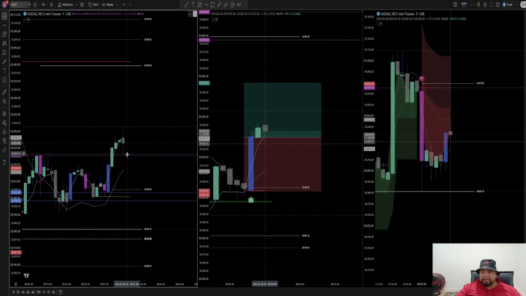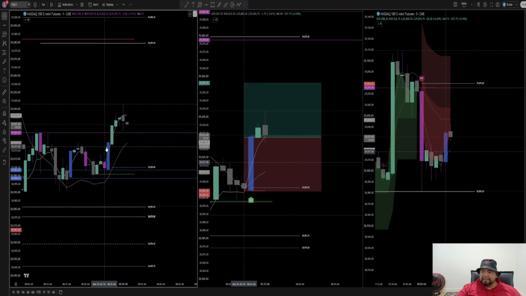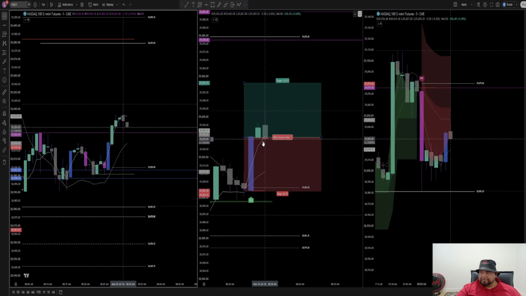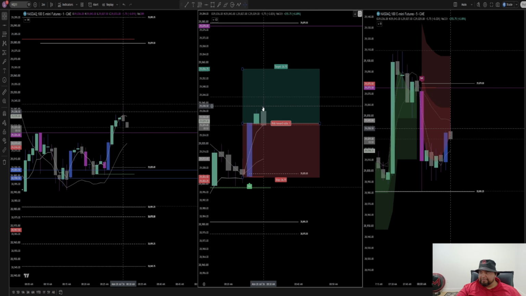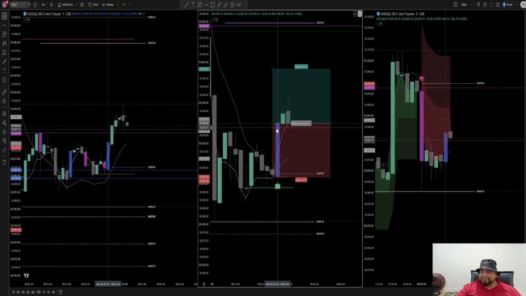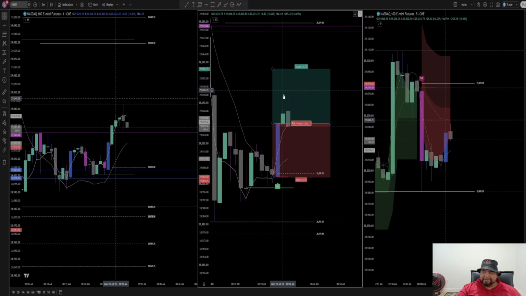I use other confluences at that point, like the DOM, to see if the DOM is going to respect this 26 area. It could come all the way down to test the 2 minute level as well. So this could come through pretty deep, right? Again, that wasn't much of a news play. That 2 minute, basically it was almost like it was pricing in the news already, and then gave you a little extra pop, and that was it.